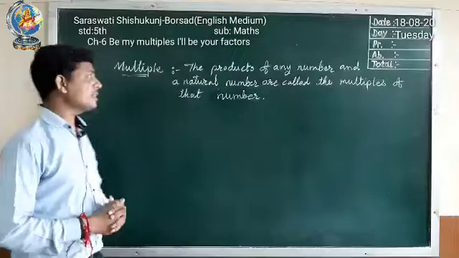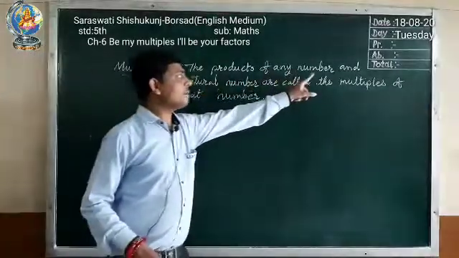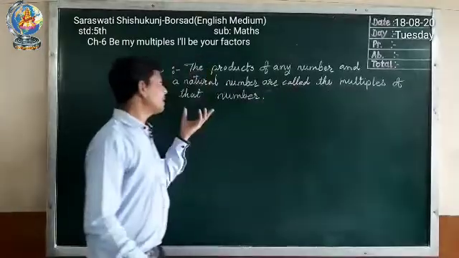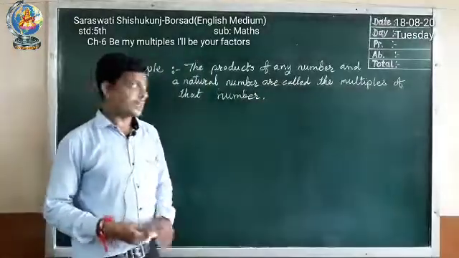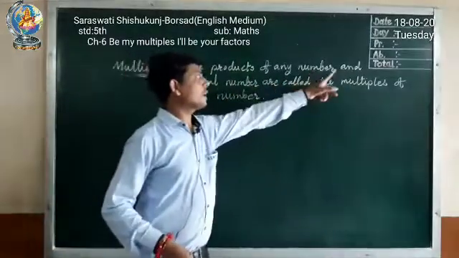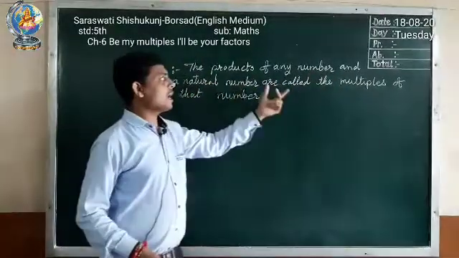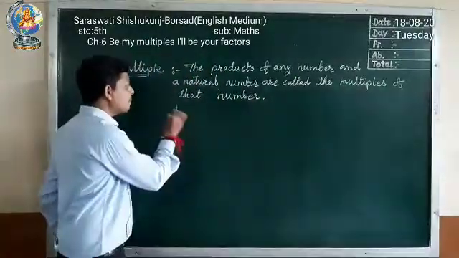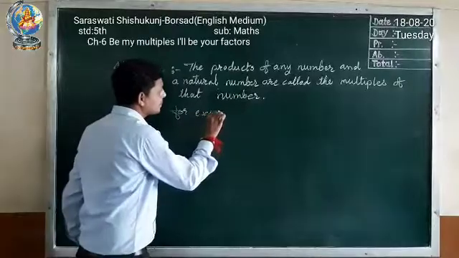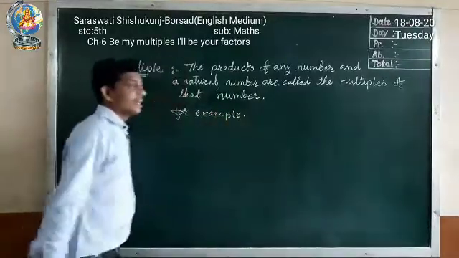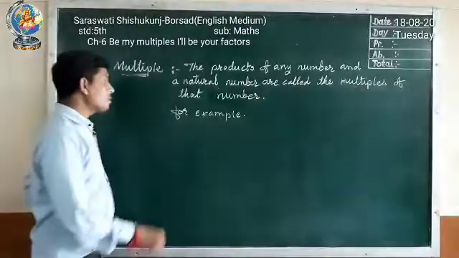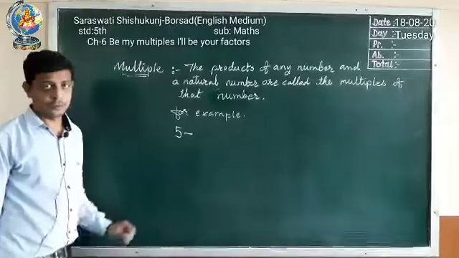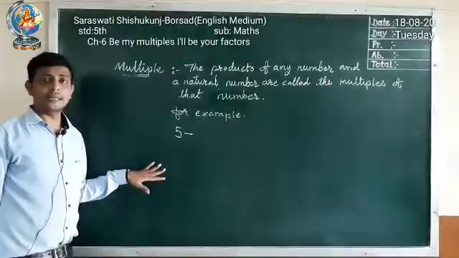The definition is: the product of any number and a natural number is called a multiple of that number. Once again, the product of any number and a natural number is called a multiple of that number. For example, if I want to find multiples of 5, how can I find them?